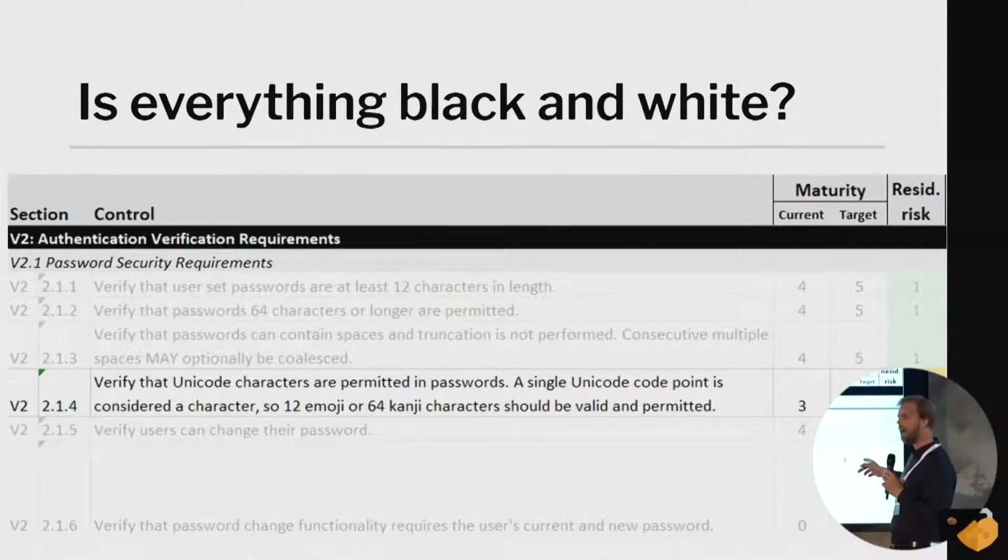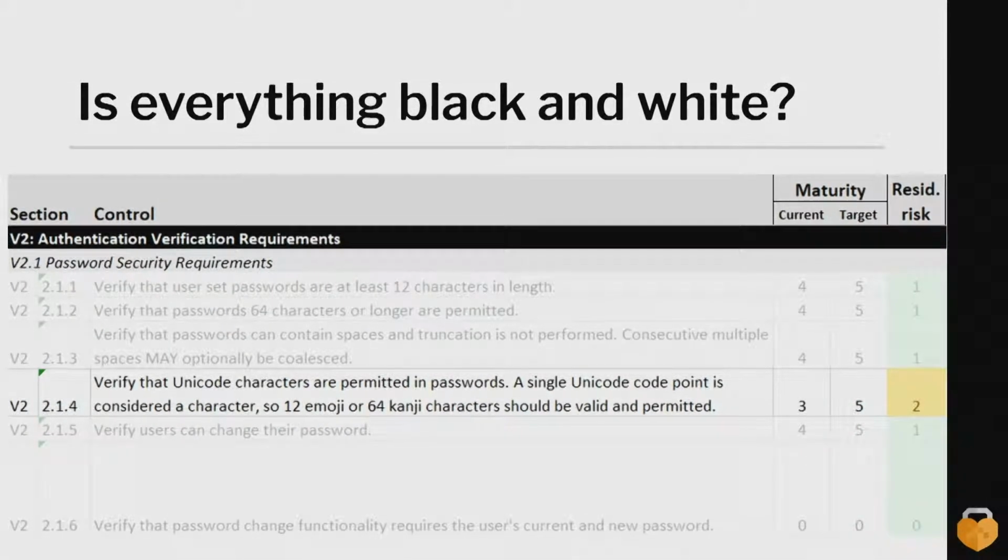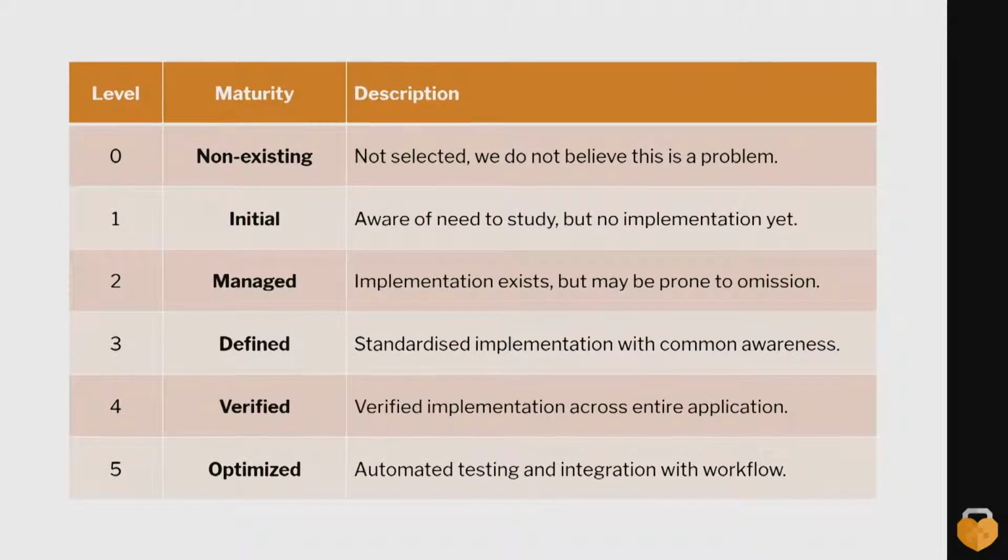So I say, yeah, I want to be at a 5. It's not a big work to do. So I see, okay, we set target to 5. We have 2 as a residual risk. It's not part of ASVS, but it's just how we do it. It's not the truth either, but maybe it can help you.